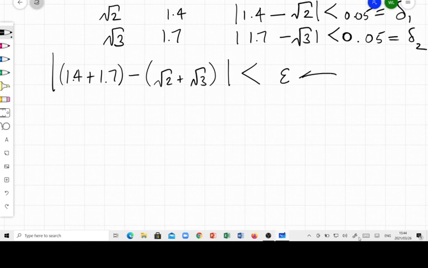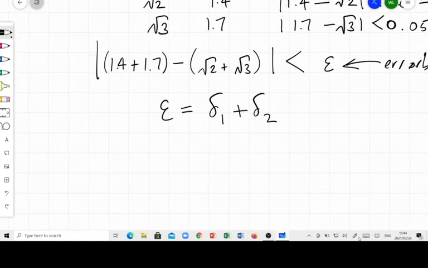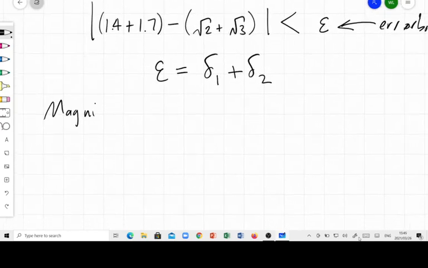And this knock-on effect, error, is called the error bound, because we give it a different name because it was induced by the previous deviation bounds delta 1 and delta 2. And then we saw that it was actually the sum of the two. Okay, so the knock-on effect is the sum of the errors in both of the summands, 1.4 and 1.7. Okay, now we look at the process, instead of addition, we now look at the process of magnification.